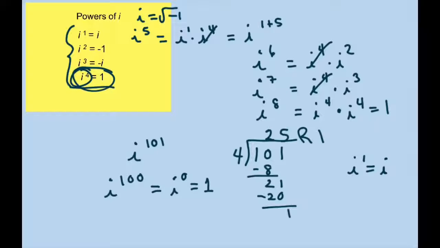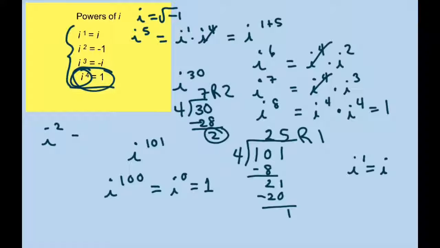And we can try another one. Let's try i to the 30th. If you take 4 into 30, that's going to be 7. Subtract, you get 2. So 2 is your remainder. So you just write this as i squared, which equals -1.